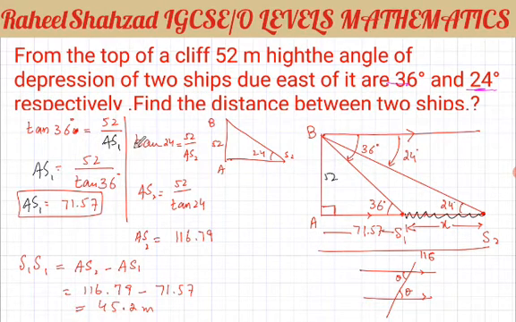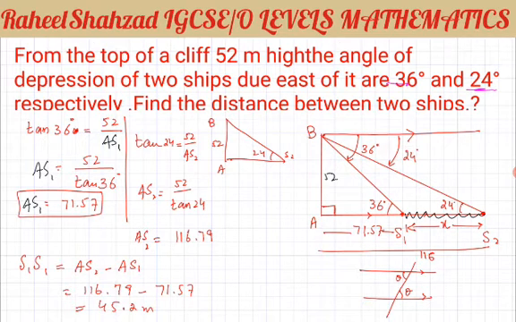So again we apply tan 24 equals 52 by AS2, that is 52 by tan 24, that makes it 116.79. So now we are looking for the distance that both the ships are apart. So we know AS2 is 116.79 and AS1 is 71.57. We subtract them and we get 45.2 meter. That is the distance both the ships are apart.